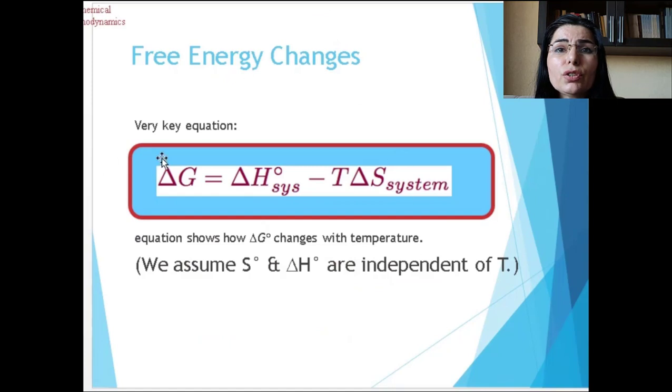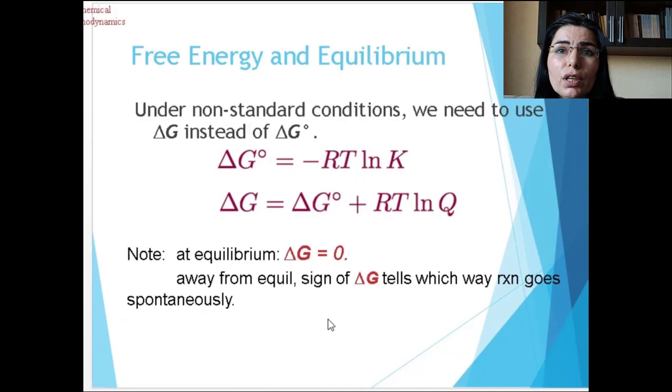And free energy changes with temperature, written like this. The equation shows how delta G0 changes with temperature. We assume the S0 and delta H0 are independent of temperature. And free energy at equilibrium, under non-standard condition, we need to use delta G instead of delta G0. And we can write like this. Note that at equilibrium delta G is equal to 0. The sign of delta G tells which way the reaction goes spontaneously.